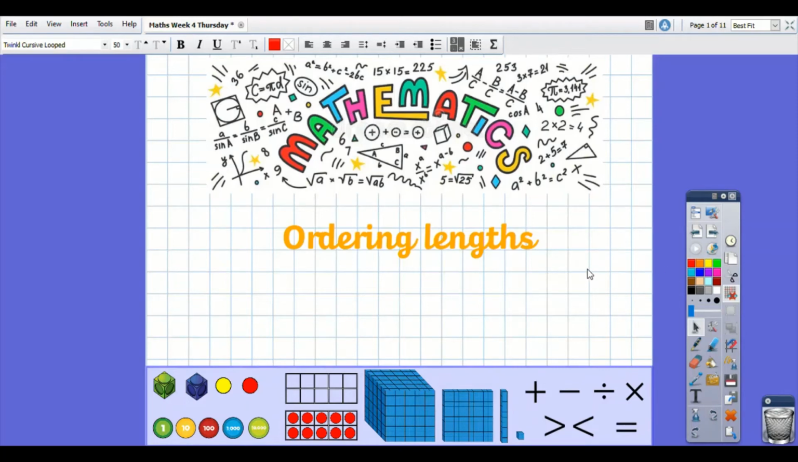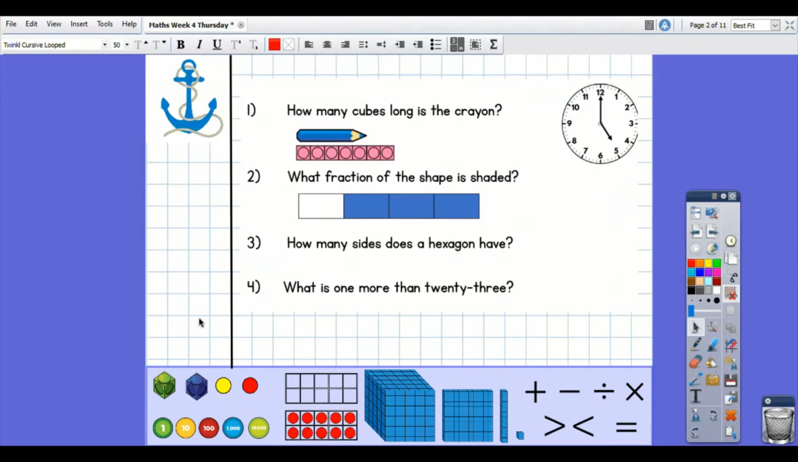Good morning, Year 2. Today we are going to look at ordering length. But as usual, before we start, we've got our anchor to warm us up. So we've got 4 questions and the clock, okay? So if you want to pause the video now and work it out, and then come back to me and I will go through how I would work it out.